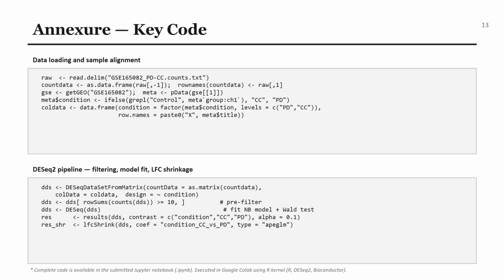This slide briefly highlights the core R code used for data loading, pre-filtering, and executing the DESeq2 pipeline. The complete reproducible analysis was programmed and executed in a Google Colab notebook using the R kernel.